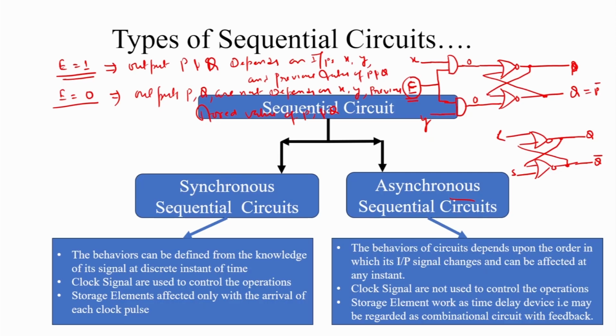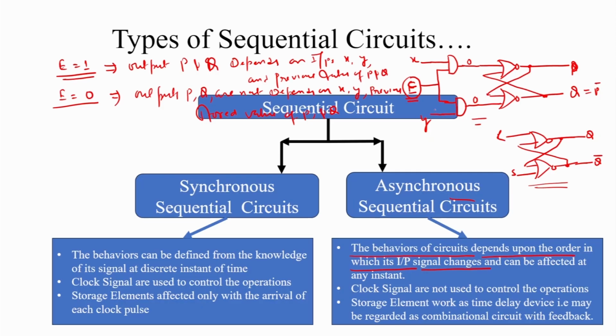or intentional change of the values of inputs x and y, because this is a type of asynchronous sequential circuit. This is also a type of asynchronous sequential circuit. Why? Because in an asynchronous sequential circuit, the behavior of the circuit depends upon the order in which the input signals change and can be affected at any instant of time. So at any instant of time when the inputs, the values of R and S, are changed, their output changes are reflected immediately.